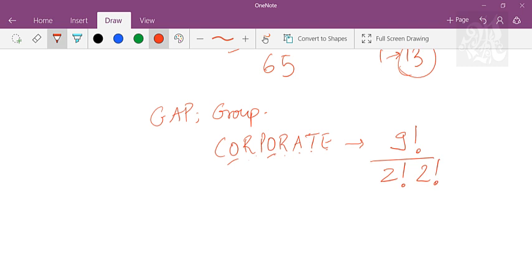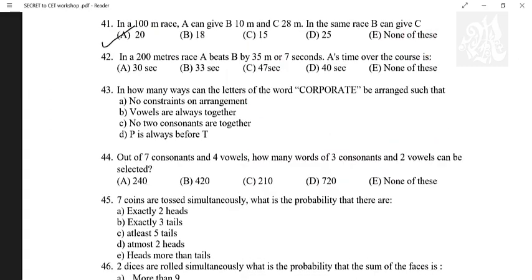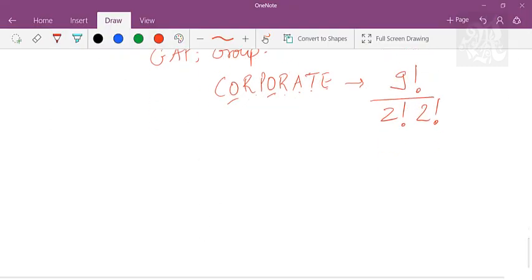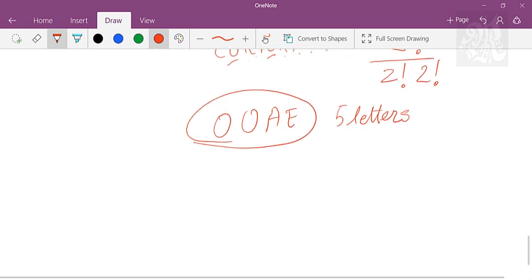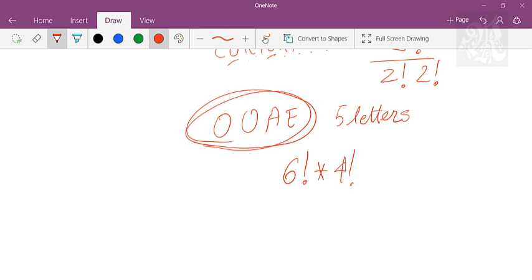How do you exactly arrange? Now let's look at the conditions given to us. Vowels are always together, so vowels we have O, A and E. Now these 4 should remain together. So what we'll do is keep the remaining 5 letters separate and keep this group together. So it's going to be 6 elements. They can be arranged in 6 factorial ways, and these 4 can be arranged among each other in 4 factorial ways. And now we will take care of the repetition, which is 2 O's and 2 R's, and that's going to be the answer.